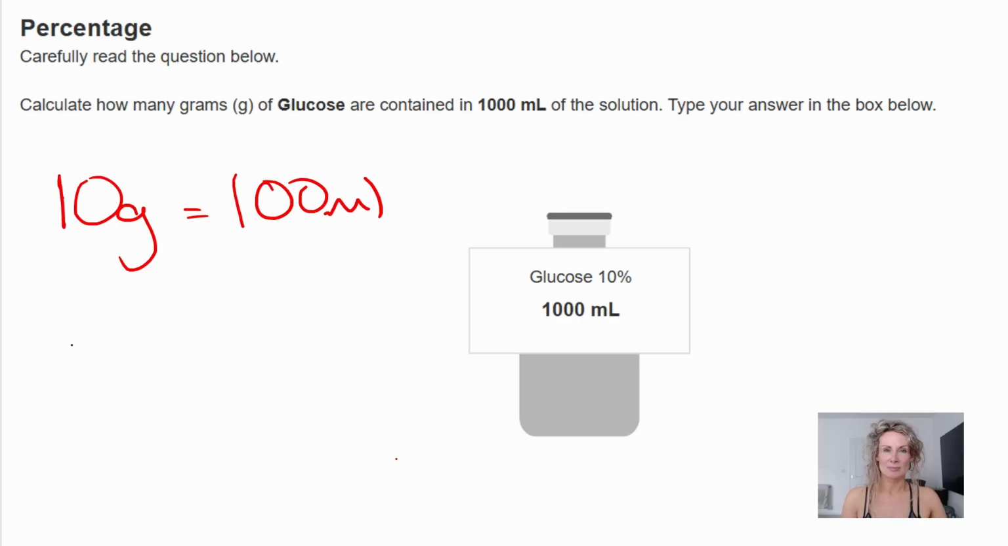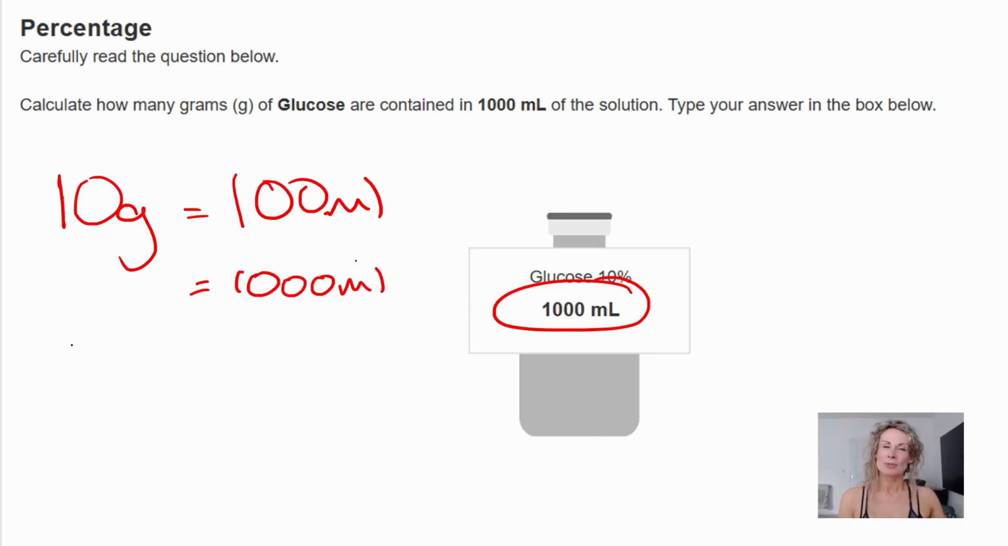It means that 10 grams of whatever the solution is equal 100 mils. And it doesn't make any difference what the percentage amount is, that's always the case. You'll see. So 10 grams equals 100 mils. Now I write down what it is that I would like. I would like 1,000 mils. So I write down 1,000 mils.